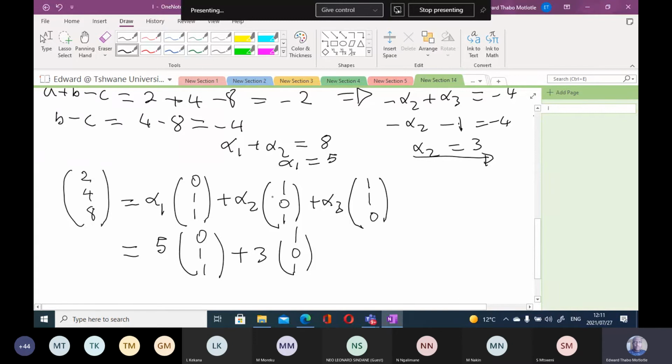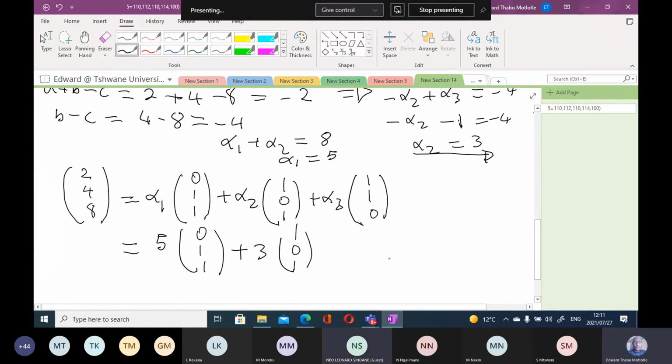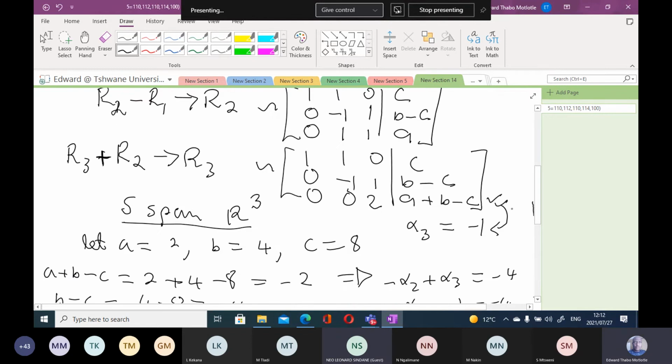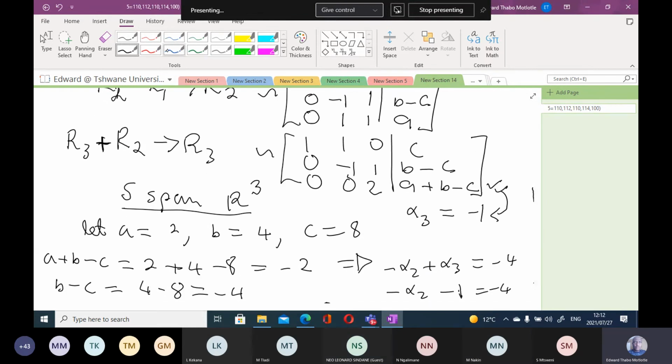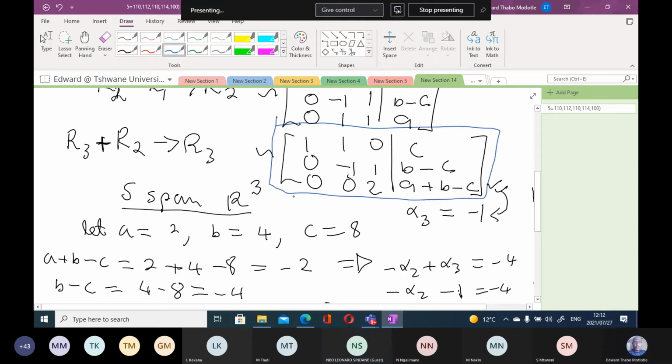Where is my alpha 3? I don't understand. Why did you say alpha 1 plus alpha 2 equals 8? Why didn't you include alpha 3 as well? Alpha 3 is 0, based on the equation. Let me explain it again. We are using this part here. We are doing back substitution. Okay, I understand now.